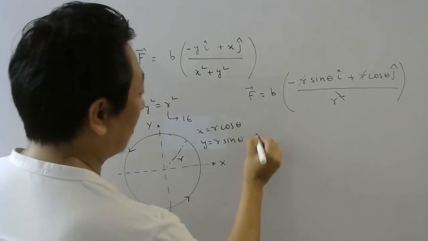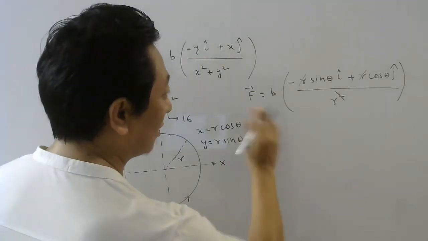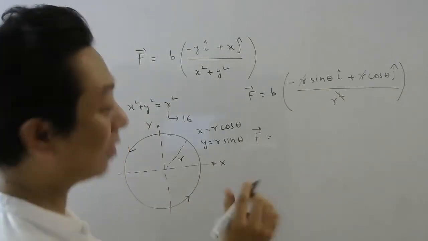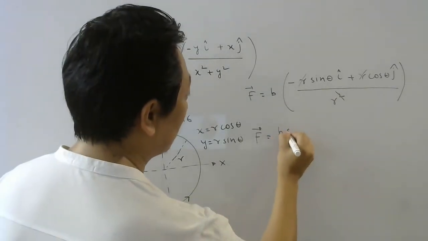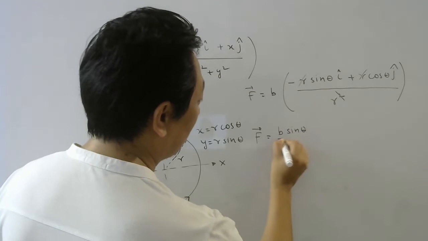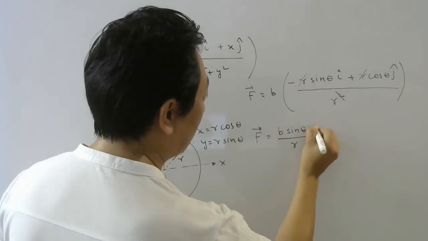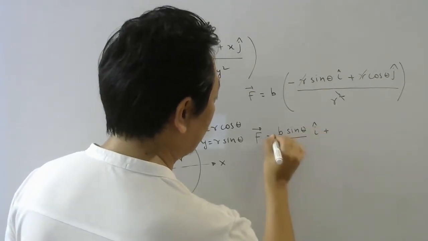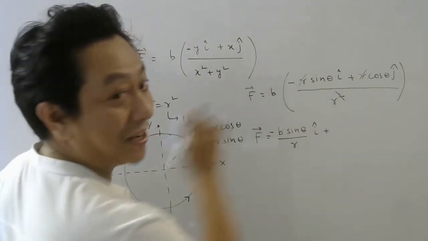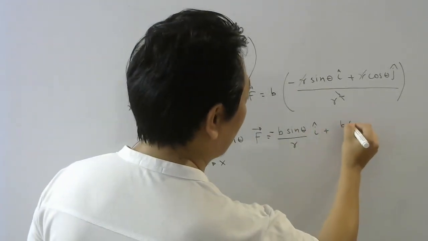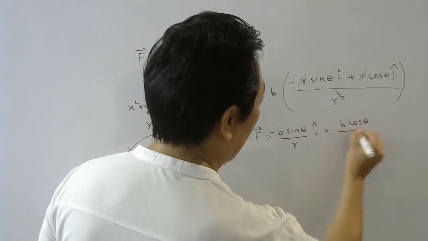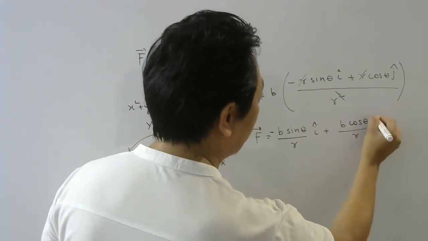So your force vector will now look, let me write separately in terms of x and y component. So minus b sin theta by r i cap, this minus is there, I missed the minus sign, right? Plus b cos theta by r j cap.